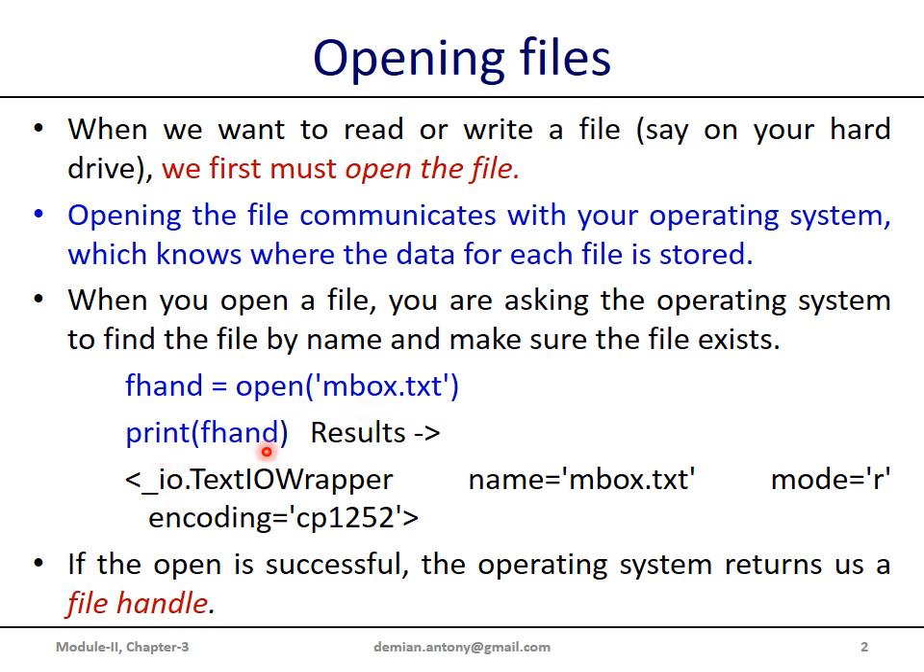And if you print this file handle, you will get this information like the type of the file handle and the file name of the file name which is stored in the secondary memory, and the access mode of access. And remember, the open method will return a file handle only if the file exists in the secondary memory. Otherwise, it will return void or none or null.